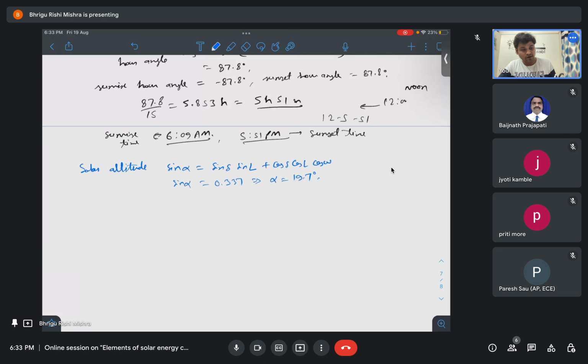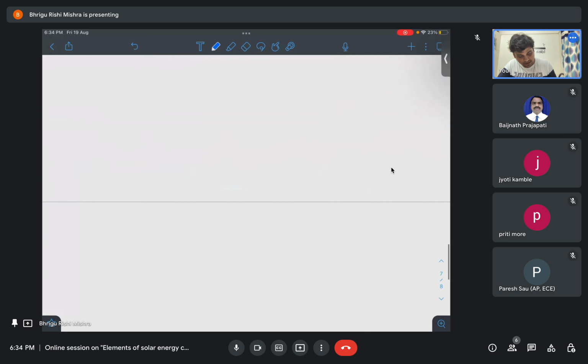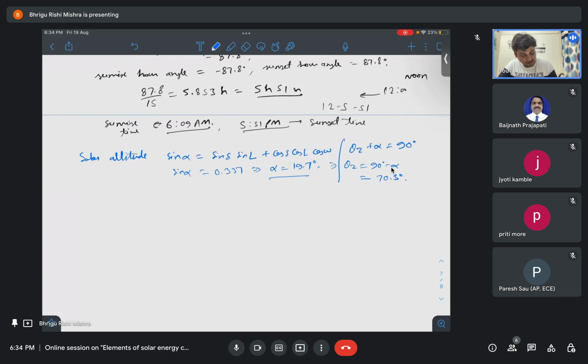so alpha will be 19.7 degree. Okay, so for the zenith angle, as we already know, theta z plus alpha is 90 degree. That means the zenith angle and the altitude angle are complementary to each other, their sum will be equal to 90 degree. So we can calculate theta z as 90 minus alpha, which is around 70.3 degree. So we have calculated altitude angle alpha as well as the zenith angle theta z.